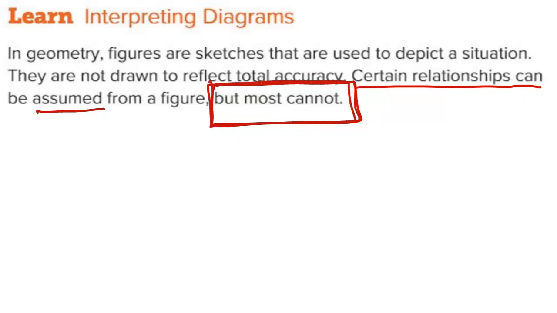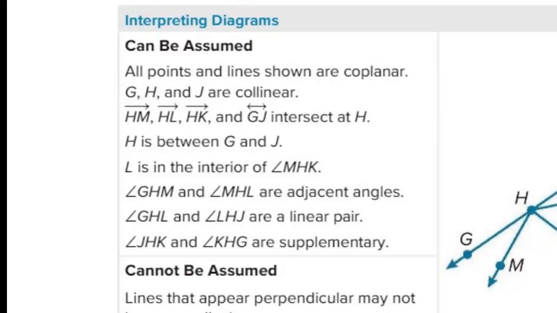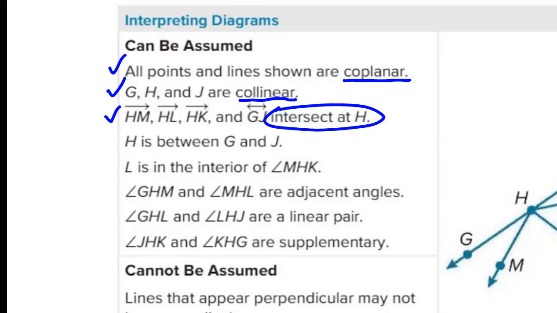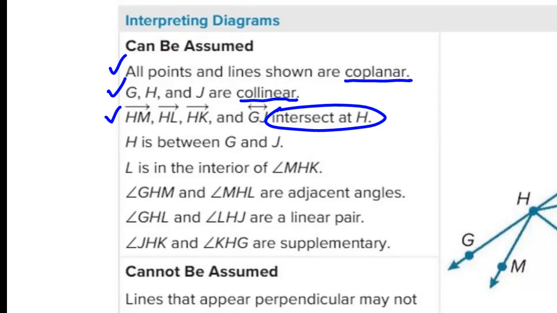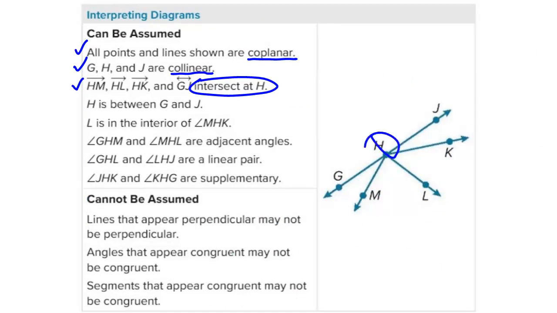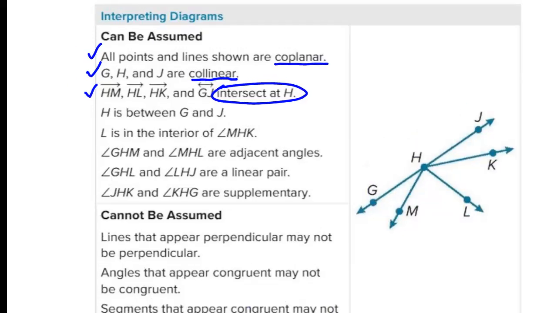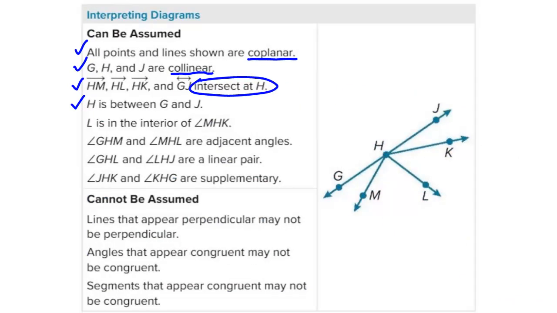All right. So the list of things that I'm allowed to assume is very short. I am allowed to assume that things that look coplanar are coplanar, that things that look collinear are collinear. I'm allowed to assume that things that look like they intersect really do. I am allowed to assume that point H right here in the picture is between points G and J. So if it looks like it's between in the picture, I can assume that.